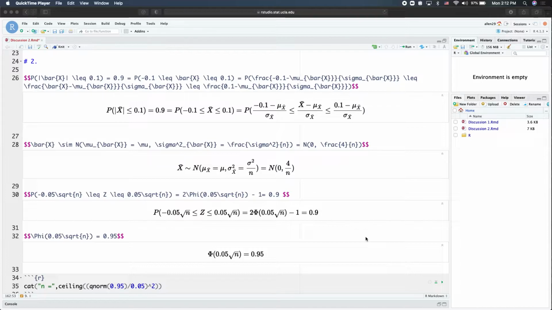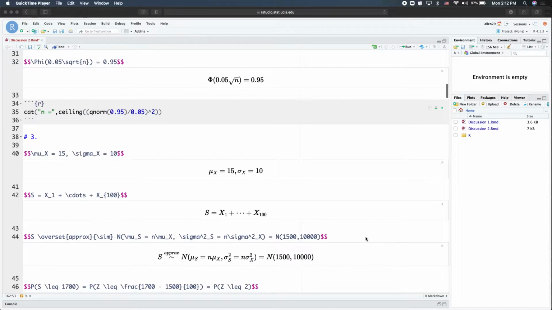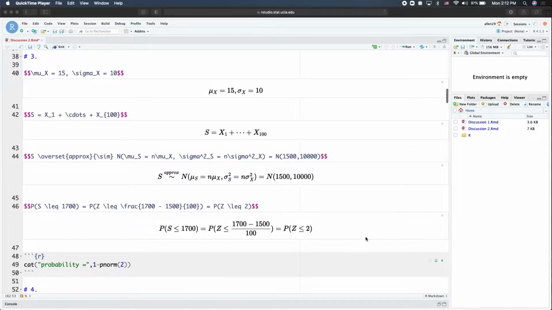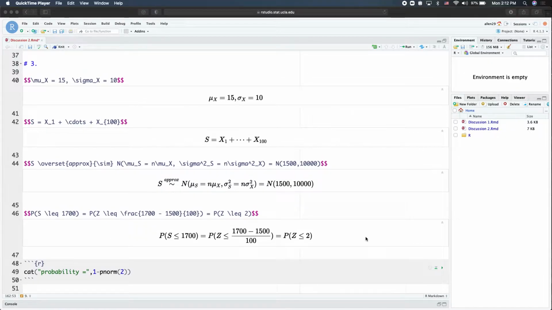Any question or comments? Okay, then for question 3.